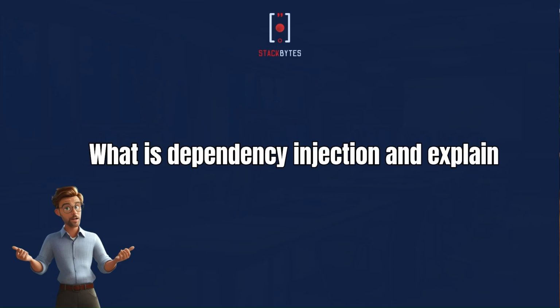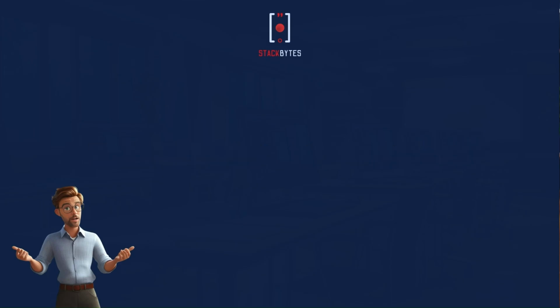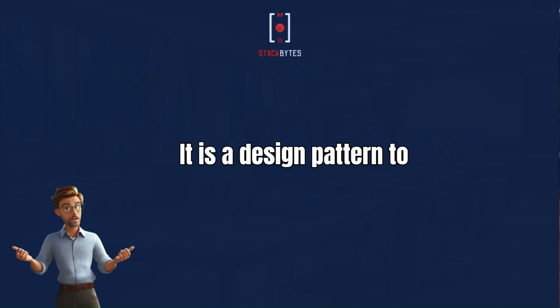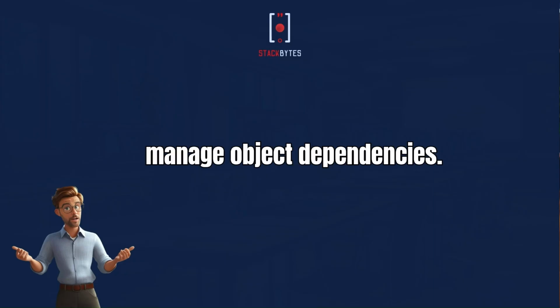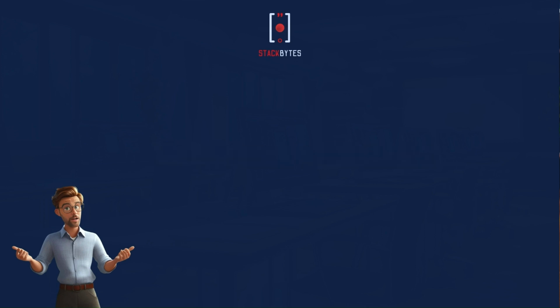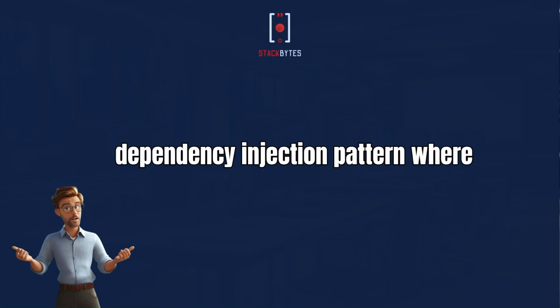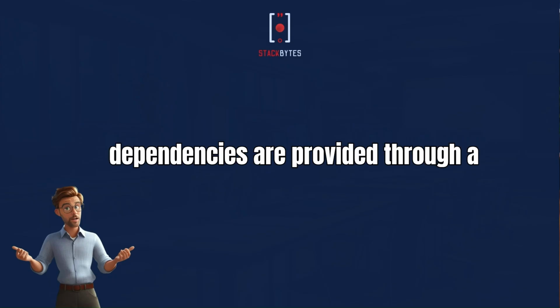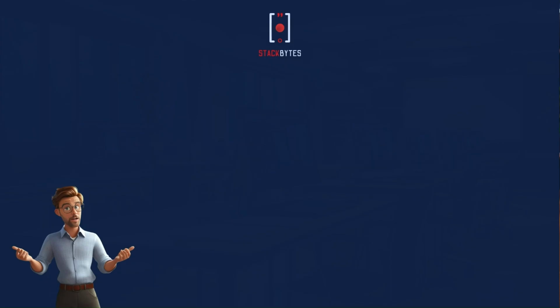What is dependency injection and explain types? Dependency injection is a design pattern to manage object dependencies. Types in .NET Core: constructor injection. It is a dependency injection pattern where dependencies are provided through a class's constructor.